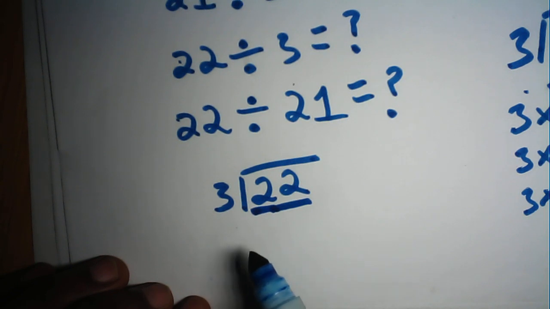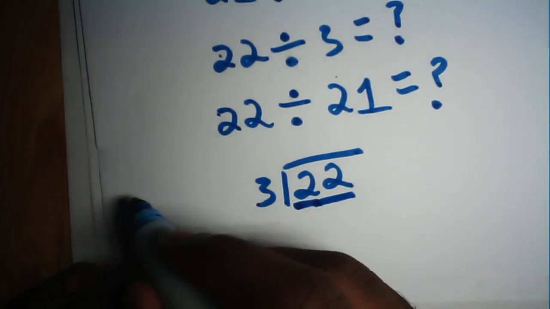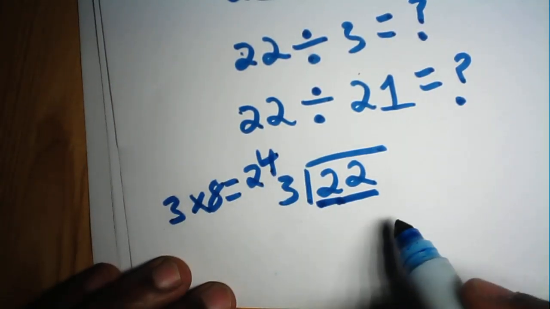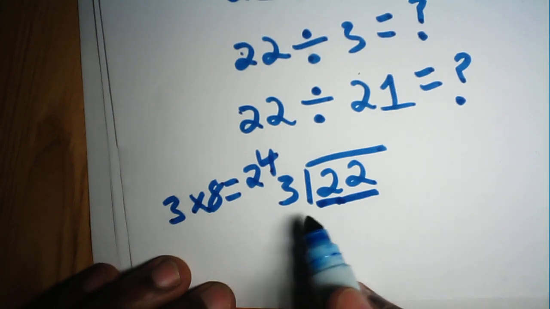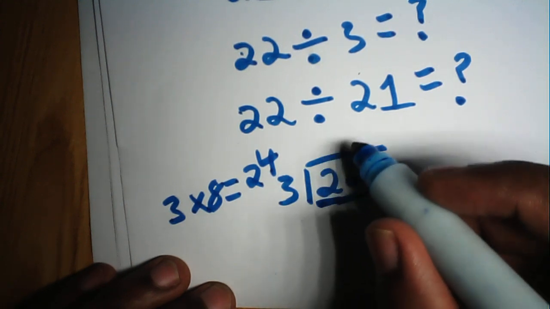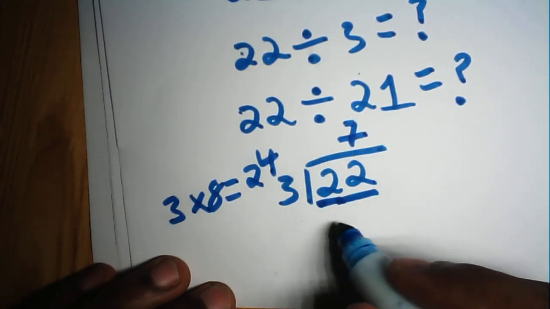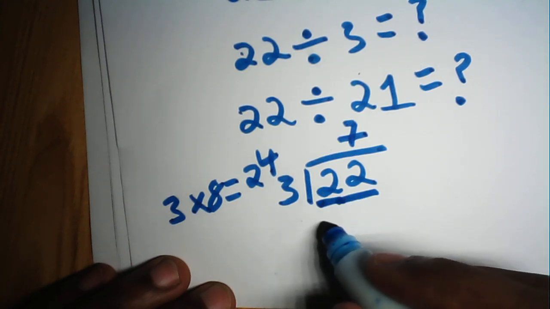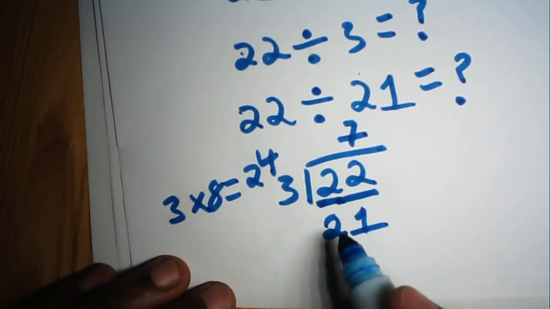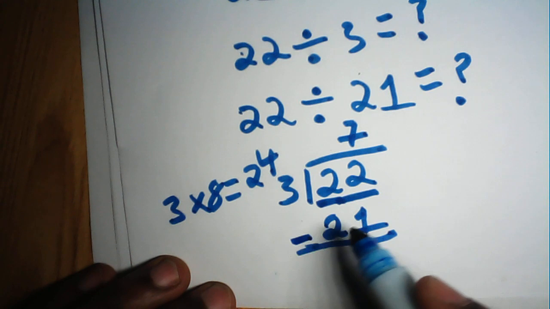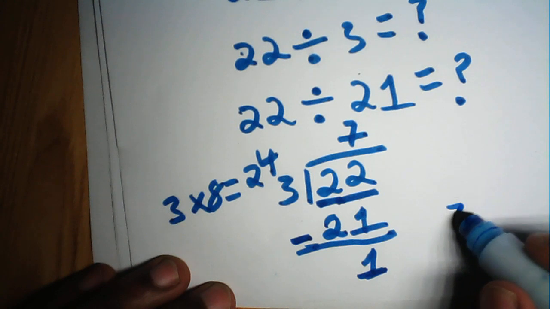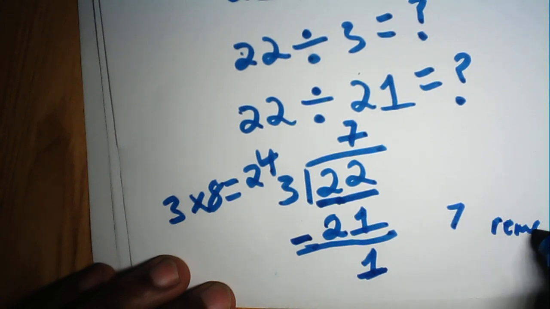If we went to 3 times 8, that's 24, which is bigger than 22, so we can't use that. So we use 21. If we use 21, we put 7 again. Then we put 21 here, and do the same thing as before. We subtract the two numbers, and we end up with 1 as a remainder. The answer would be 7 with a remainder of 1.